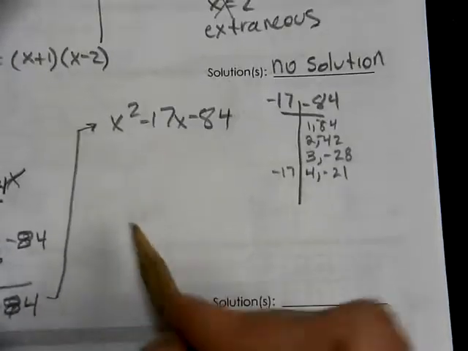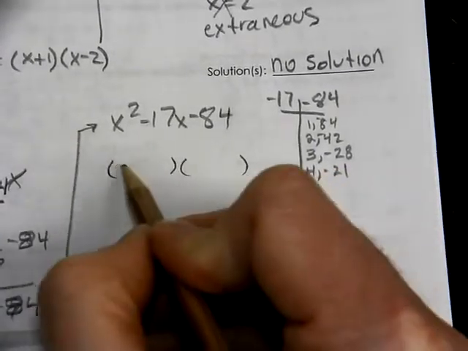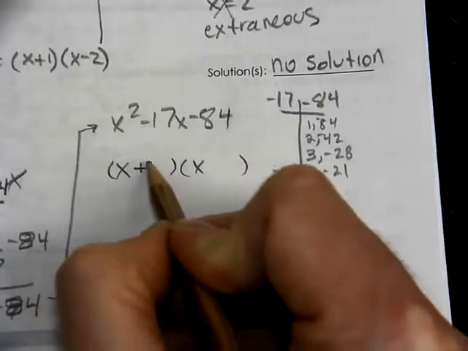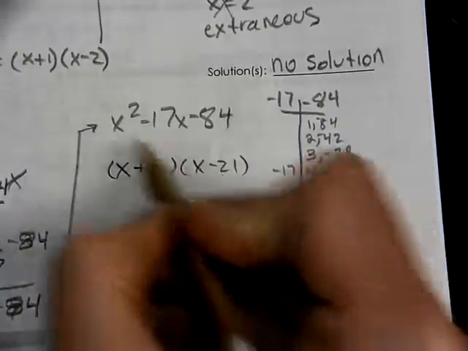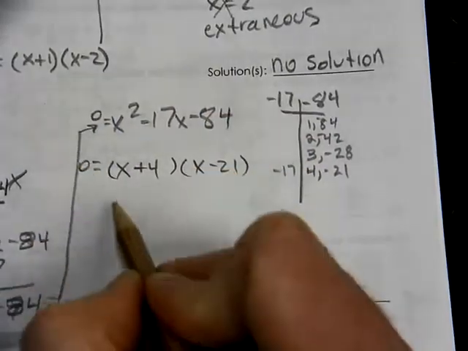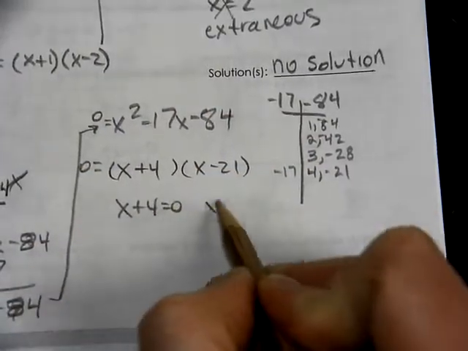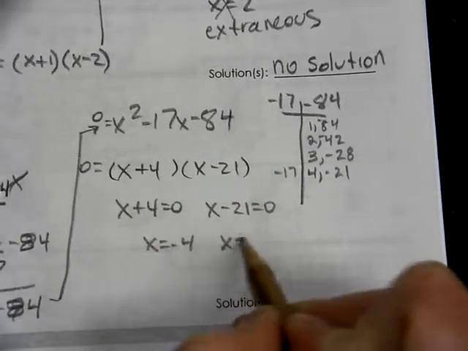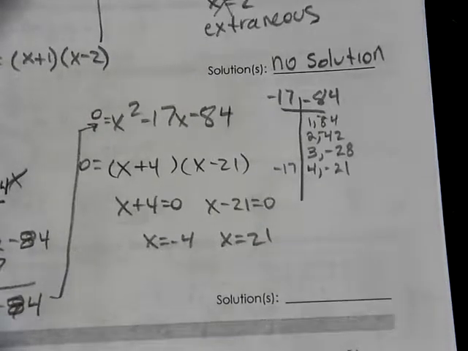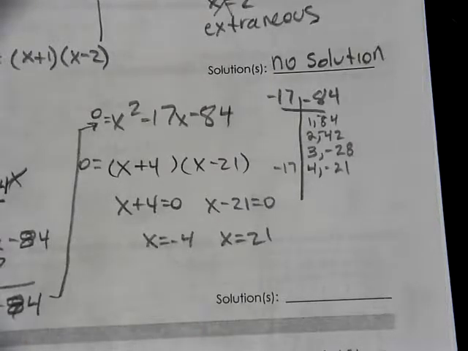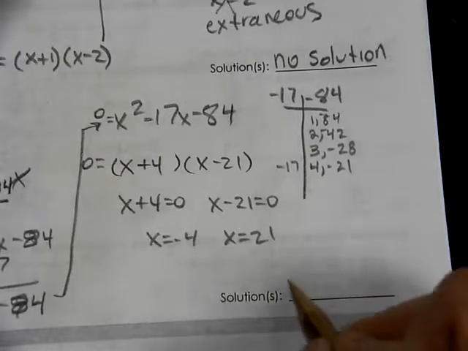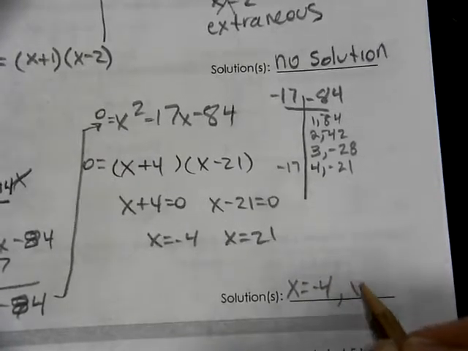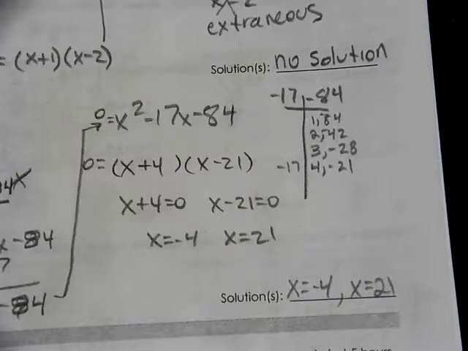So because this has a leading coefficient of 1, I know that my factors are going to work as a positive 4 and a negative 21 equals 0, so you do the zero product property. So I get my answers of x equals negative 4 and x equals 21, and when you plug them back into the original problem, you'll see that neither answer gives you a 0 in the denominator. So x equals negative 4 and x equals 21 are your best answers.